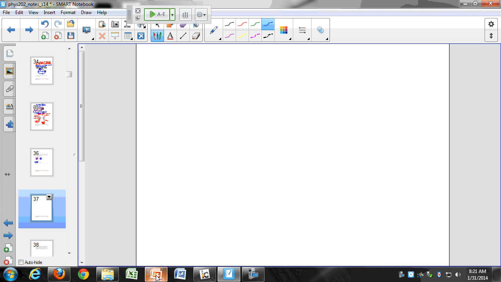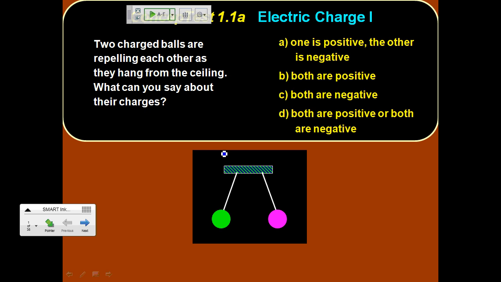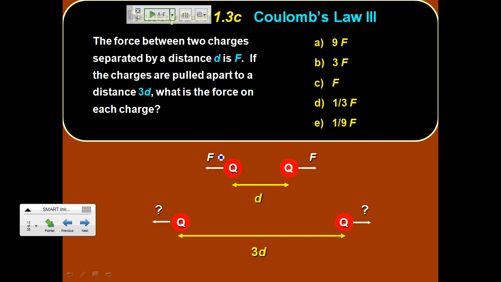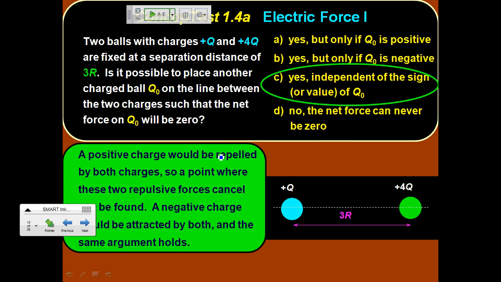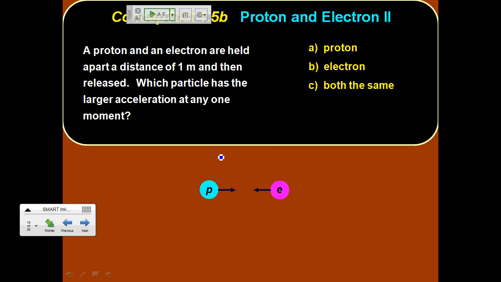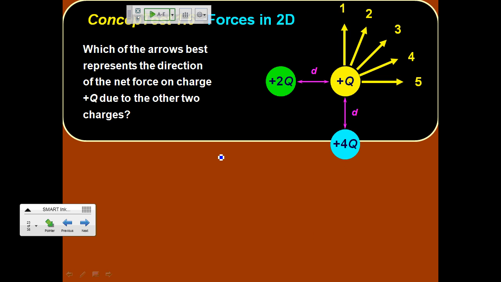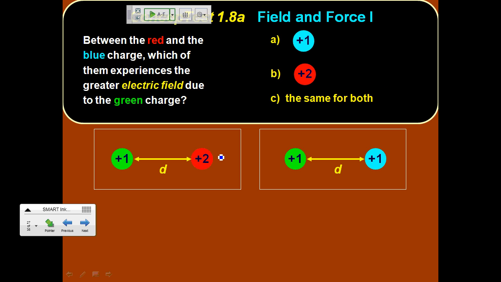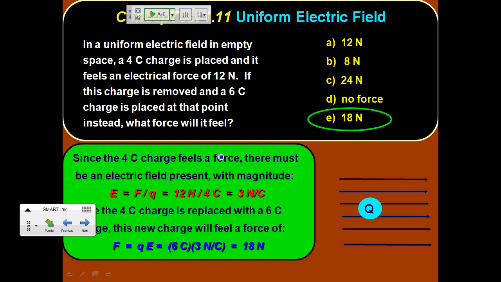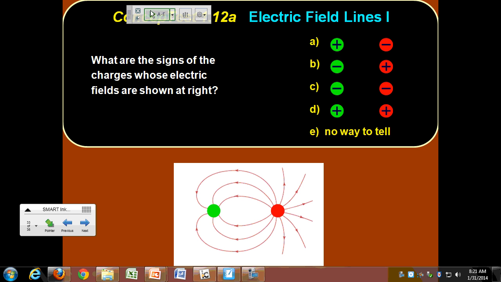I think that's the end. Let's finish up this concept test and we'll be done. Where is it? Here we go. What are the signs of these charges? Green and the red. If you can't see it, the arrows are pointing in this direction, from the right to the left.